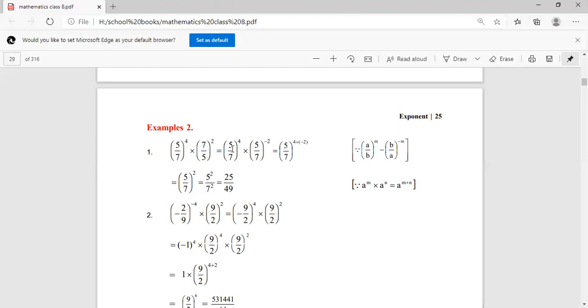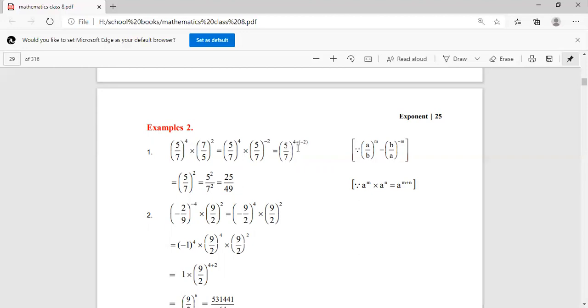Both of the terms in this combination are exponents with the same base. Whenever the base is the same, the power will be added. In multiplication form, the power is always added.